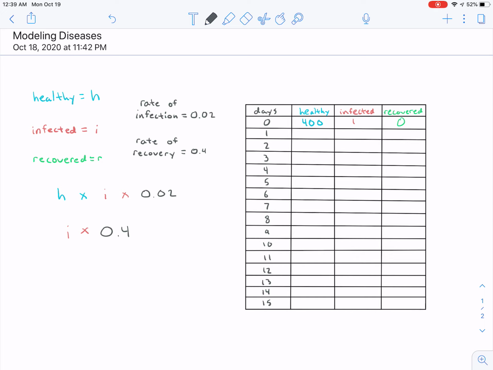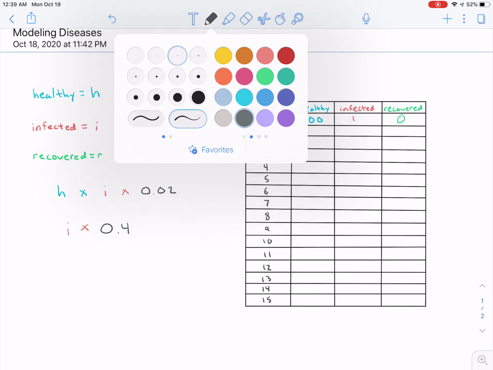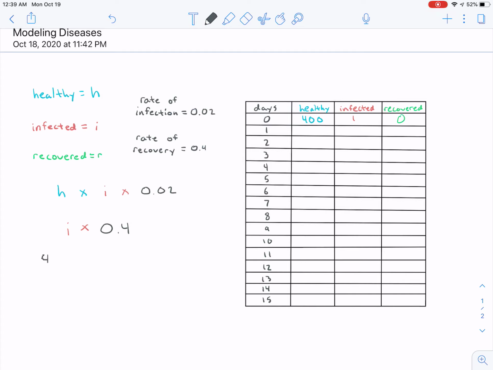So now we could start applying this to our numbers over here. So let's take our healthy population, which for this is 400, right? We have 400 healthy people. And then we can multiply that by the number of infected people, which is 1, right? And we multiply that by the rate of infection, which is 0.02.